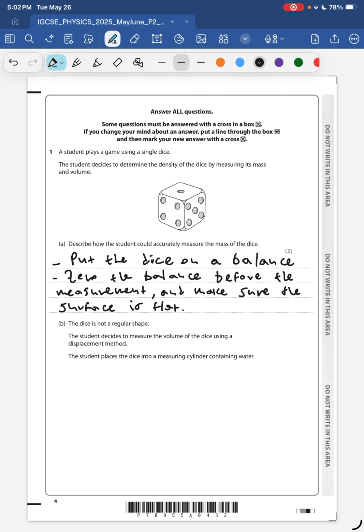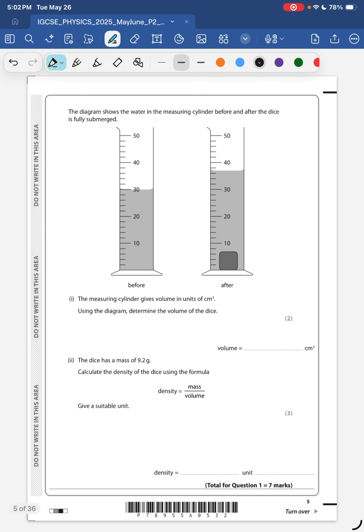Let's move on. B. The dice is not a regular shape. The student decides to measure the volume of the dice using a displacement method. The student places the dice into a measuring cylinder containing water. The diagram shows the water in the measuring cylinder before and after the dice is fully submerged.